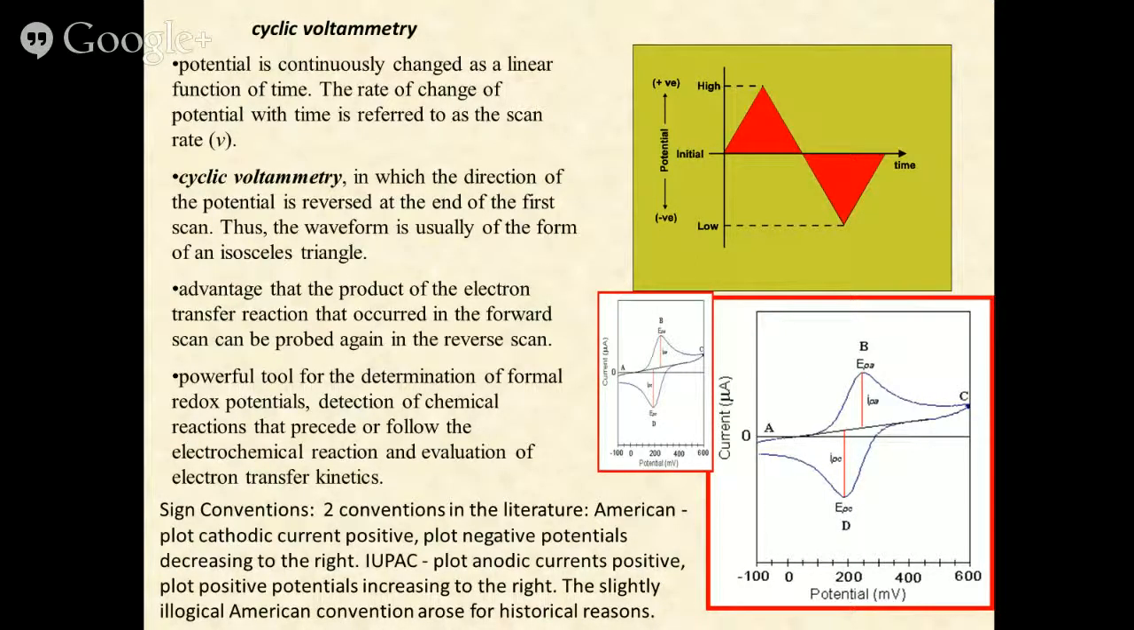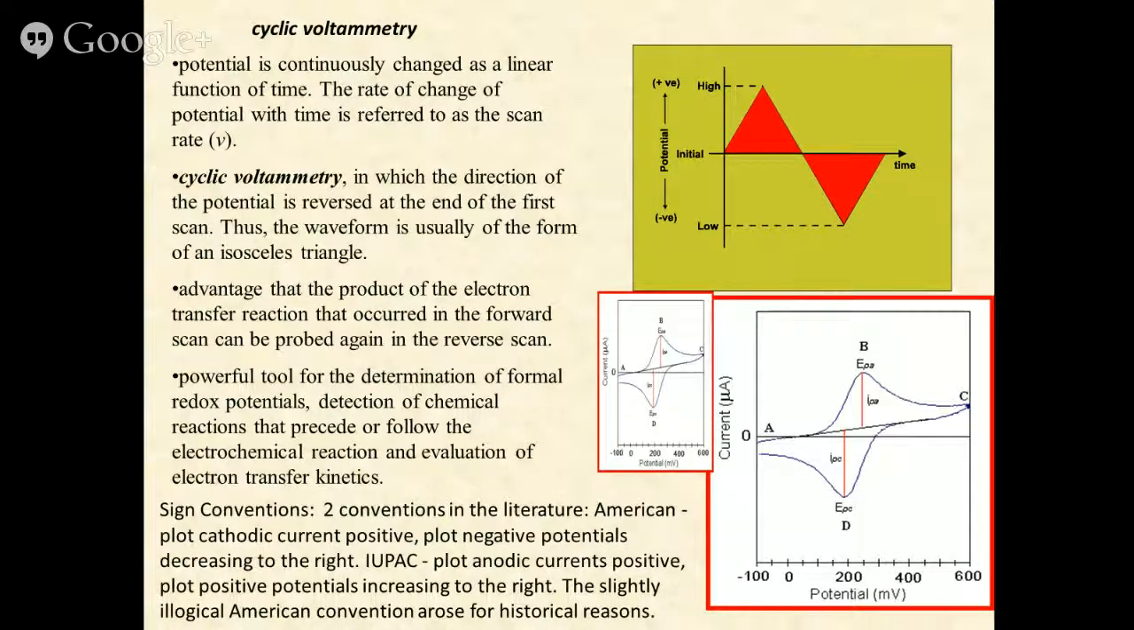Potential is continuously changed as a linear function of time. So here there is a trick. Potential versus current is a thermodynamic parameter. Potential itself is a function of time. Now it is a kinetic parameter. So you see, in one and the same cyclic voltammogram, I can get the thermodynamic parameter as well as the kinetic parameter.